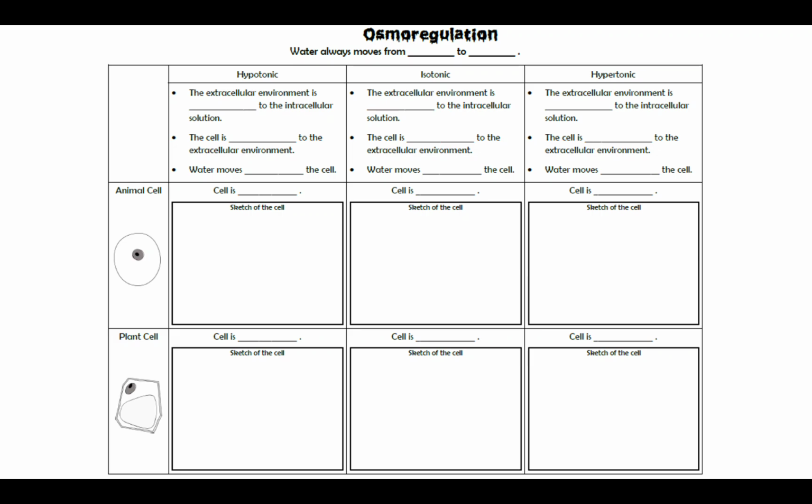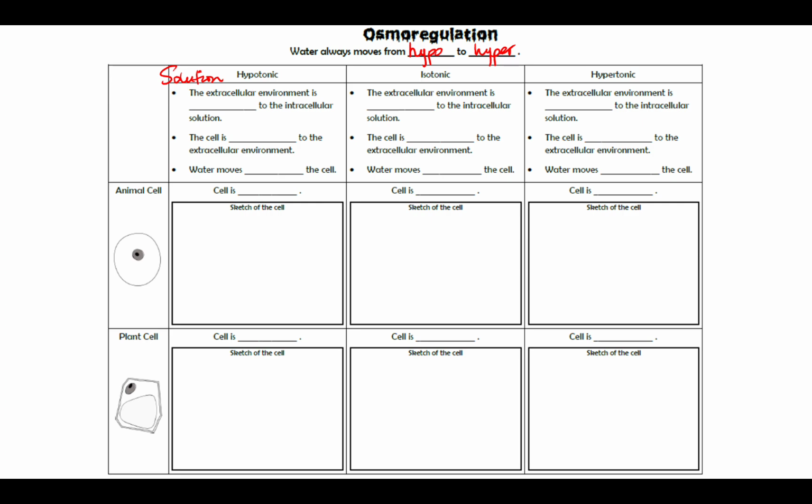So I wanted to go over part of this just to make sure that it was clear what I intended for you guys to do with this sheet. So water always moves from hypotonic to hypertonic, and I wanted that to be something that stuck in your heads. Keep in mind that in this diagram, the label at the top refers to the solution.